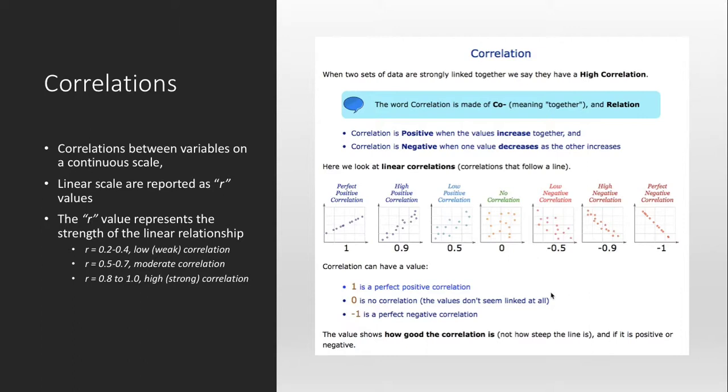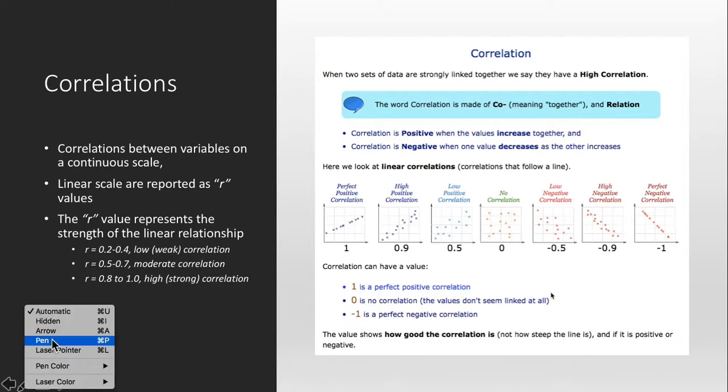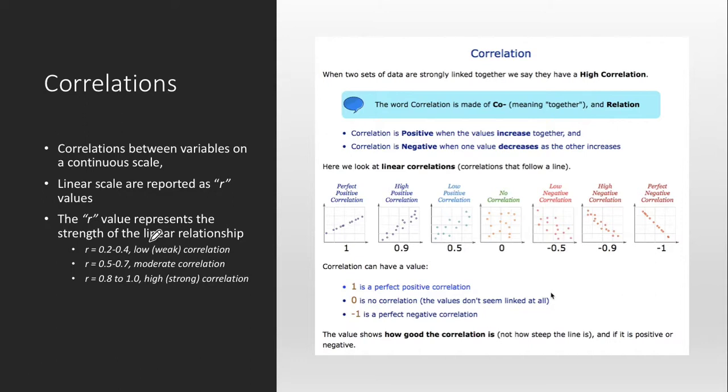So when you have correlations between continuous variables on a continuous scale, that's a Pearson R. And we report those as an R value that you can see I have listed here. And we can look at the strength of that relationship, or you can also consider maybe the effect size as how strong that correlation is, with a low or weak correlation being an R value of 0.2 to 0.4, a moderate being 0.5 to 0.7, and anything above 0.7 would be a high or strong correlation.